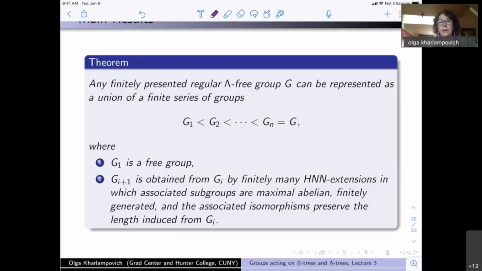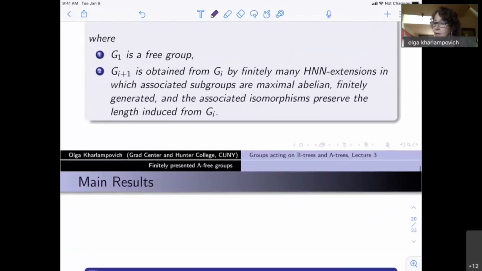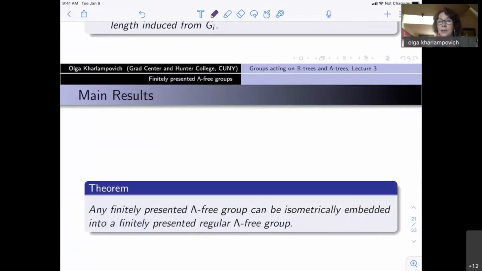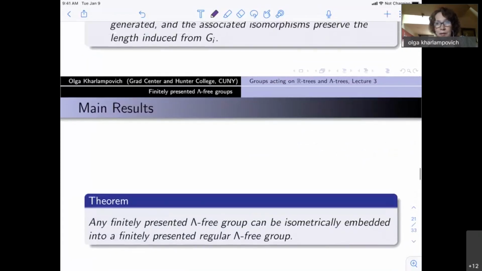So if the group is like this, it acts freely on a Lambda tree. It is Lambda-free. And also every regular Lambda-free group is like this. And another result is that every finitely presented Lambda-free group can be isometrically embedded into a finitely presented regular Lambda-free group.